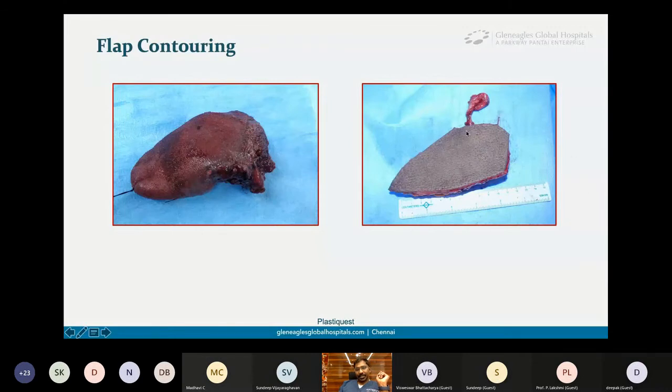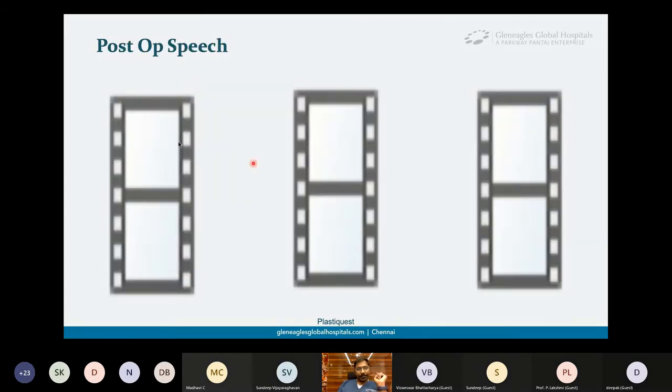Then with the ALT we can also design the flap. So this maximum, I'll just show with the pointer, where the maximum width comes at the intermolar area, where the maximum width of the flap will be required.